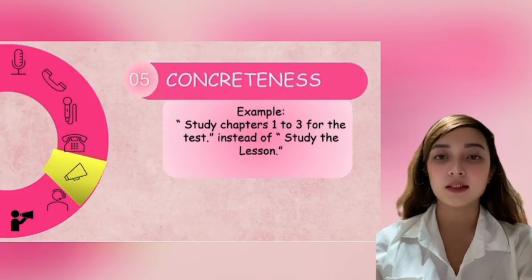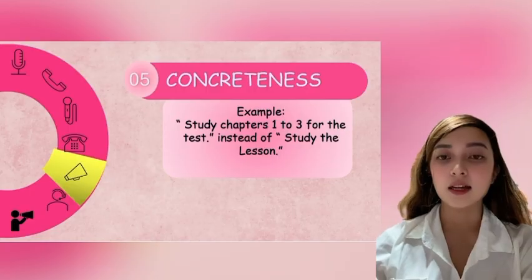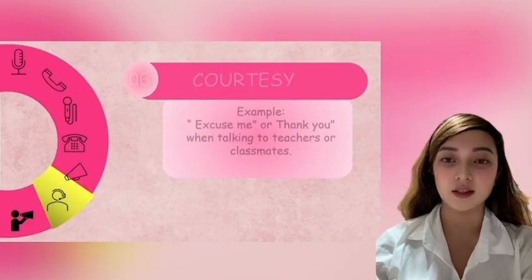And the fifth one is concreteness. Concreteness means being specific and clear. For example, saying "Study chapters 1 to 3 for the test" instead of "Study the lesson."